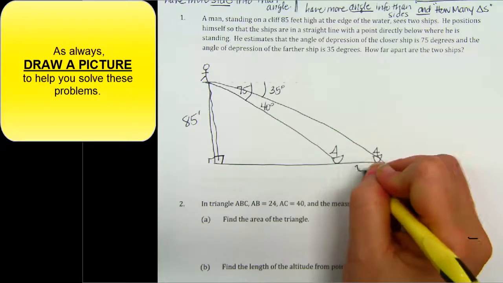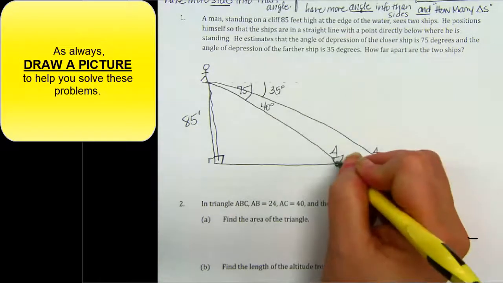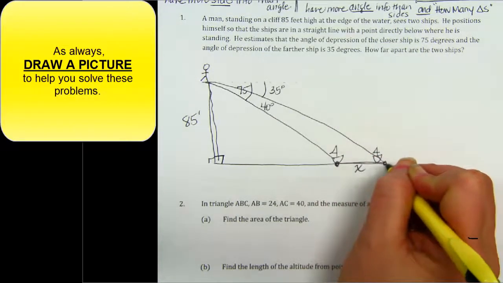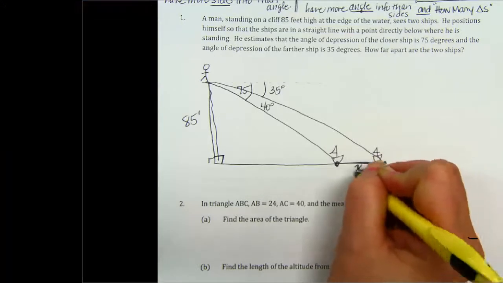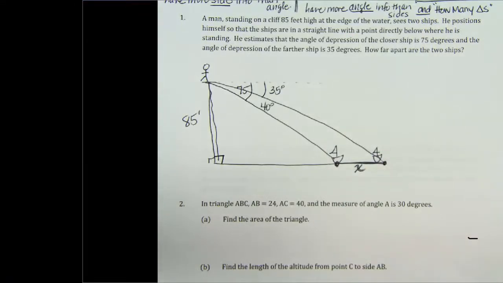So I've labeled the picture for you. We're looking for the distance between the ships. I have a lot of angle information. Looking for a side. Looks like I'm going to use a law of sines.